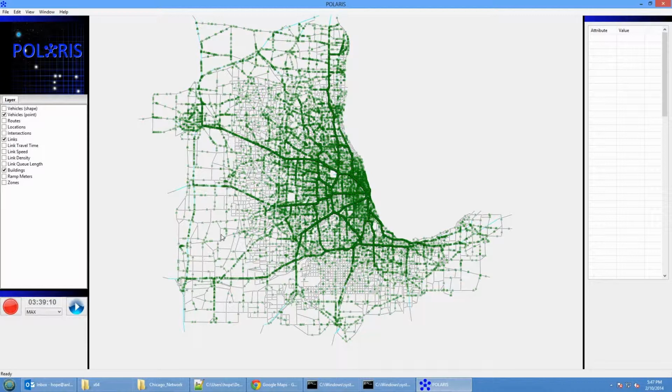The Polaris Integrated Transportation Model has the capability to simulate and visualize large regions and millions of agents. The region displayed here is the Chicago metropolitan area. It covers roughly 10,000 square miles and has a population of approximately 9 million people.